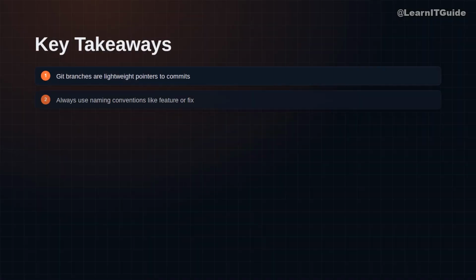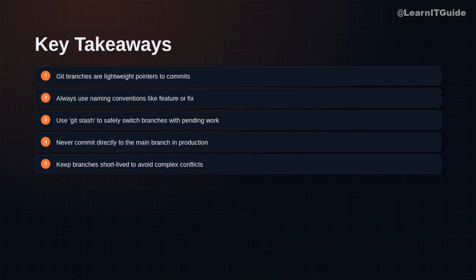You now know that branches are just pointers. You know to use naming conventions. You know how to use stash to avoid losing work. You know to protect your main branch at all costs. And you know that small, short-lived branches are the secret to a smooth workflow.